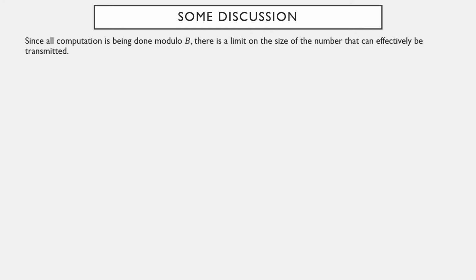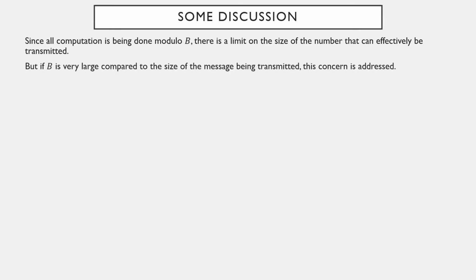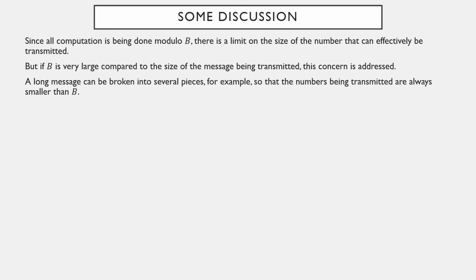Okay, all computation is being done modulo b, so there's a limit on the size of the number that can be effectively transmitted. If I'm working mod 10, the only numbers I can send are 0 through 9. So the base that we're working with needs to be quite large so that we can accommodate very large numbers. In other words, we can accommodate lots of different possible messages. So if b is very large compared to the size of the message being transmitted, that's taken care of. A very, very long message is then not sent all at once. Suppose you are able to transmit 50 characters at a time. If you have a long piece of text to send, you just break it into pieces of 50 characters at a time and send each one.